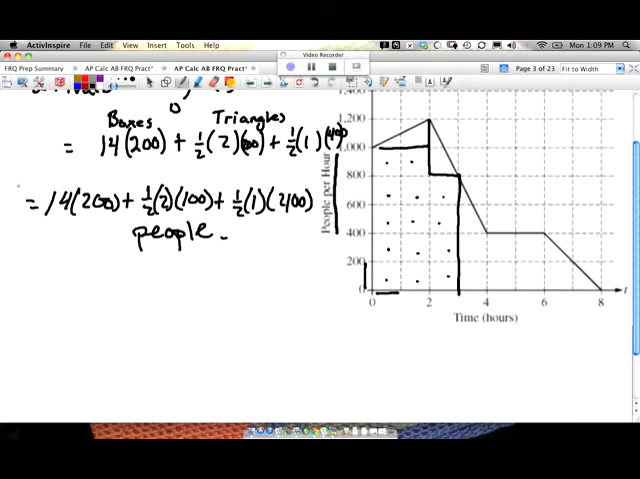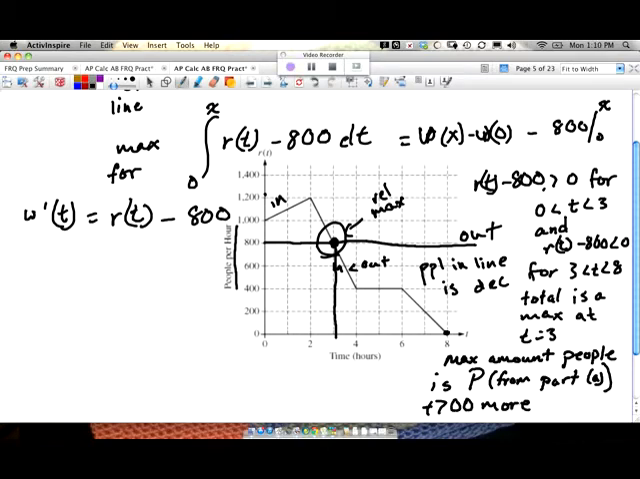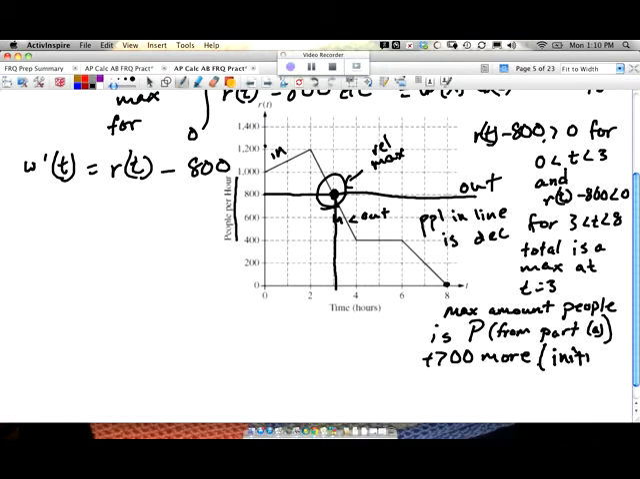Let's call this our total people, but we need to label it P. And here's why. So this max amount of people is P from part A plus 700 more. And you're probably asking, what was that 700 from? Well, that 700 was the initial value. So I'm not even going to calculate it, but I know that that's what it would be.